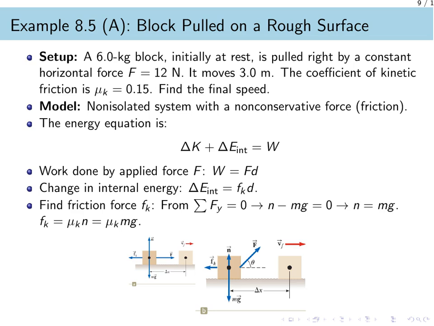We will model this as a non-isolated system that includes a non-conservative force, which is friction. The energy equation we will use is the change in kinetic energy, delta K, plus the change in internal energy, delta E sub int, equals the work done by the external force, W. In this case, W is the work done by the applied 12 Newton force, so W equals F times d. The change in internal energy is given by F sub k times d. We find the friction force, F sub k, by noting that the normal force, N, balances gravity, mg. Therefore, F sub k equals mu sub k times mg.